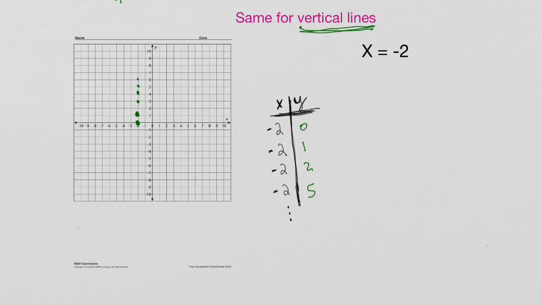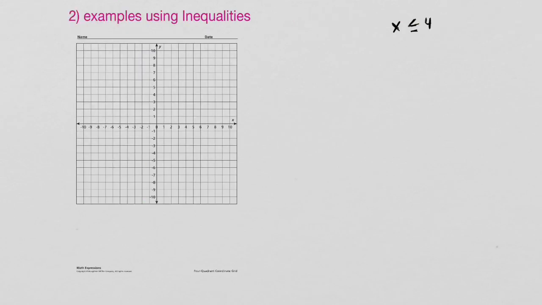So this time we're going to get a vertical line. So when x equals a number, we get vertical lines. Let's go ahead and do an example involving inequalities now. So here we have x is less than or equal to 4.